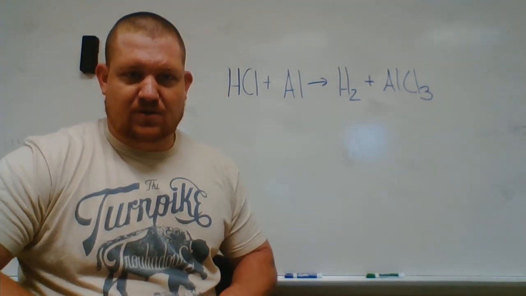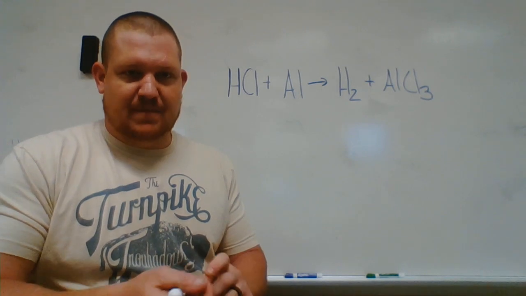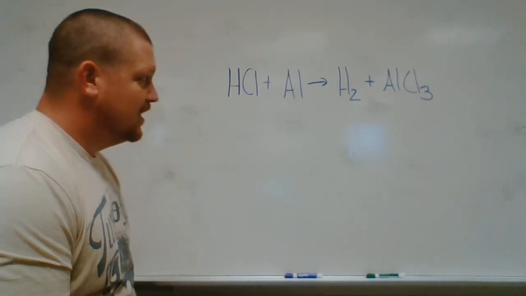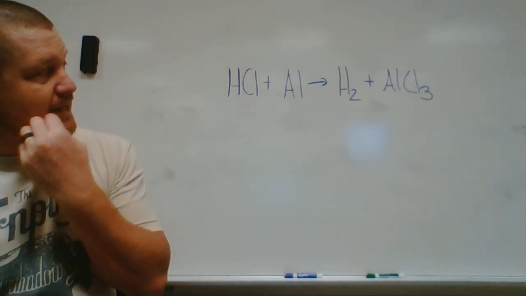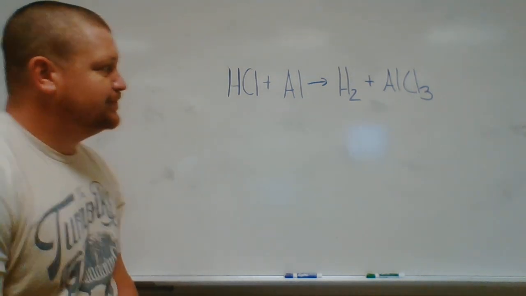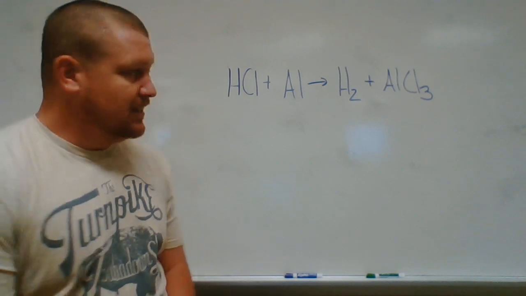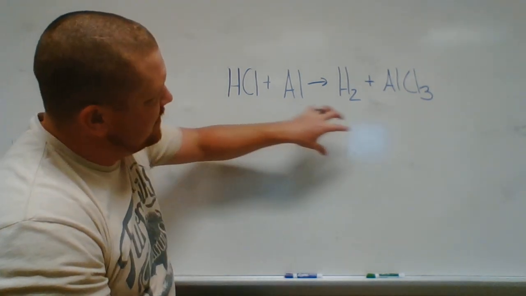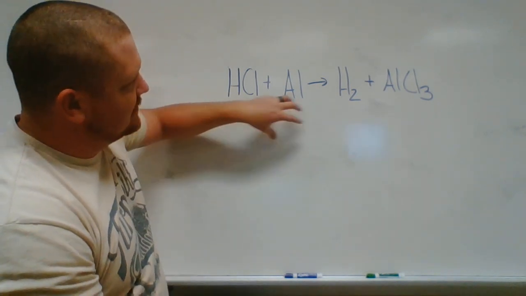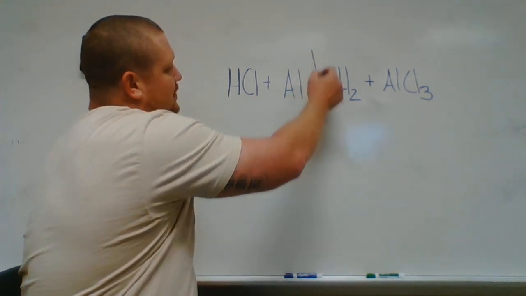Alright, on this episode of Hydescience, we're going to be balancing chemical equations. Here we have hydrochloric acid plus aluminum yields hydrogen gas and aluminum chloride. So to balance these, according to the law of conservation of mass, we need equal amounts of atoms on both sides, in our reactants and our products.